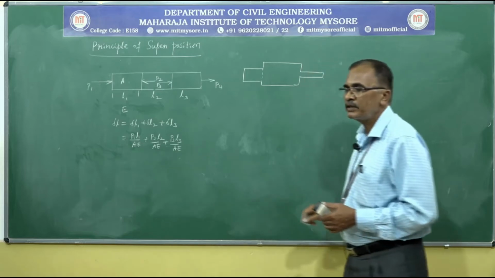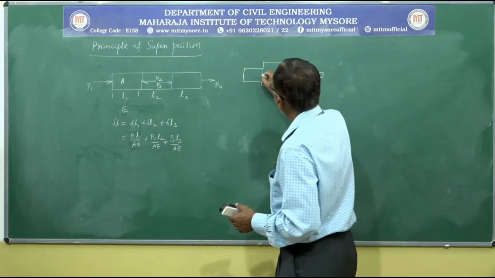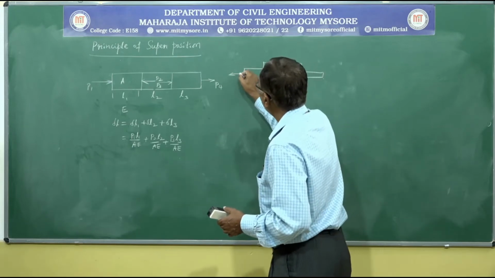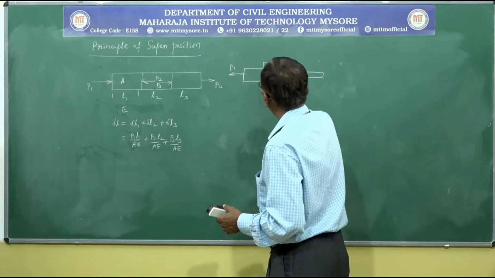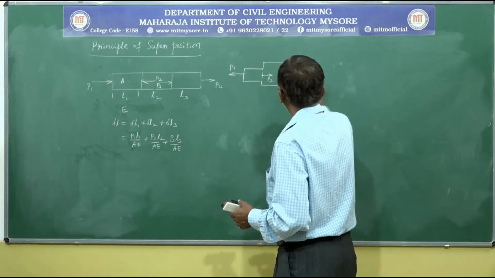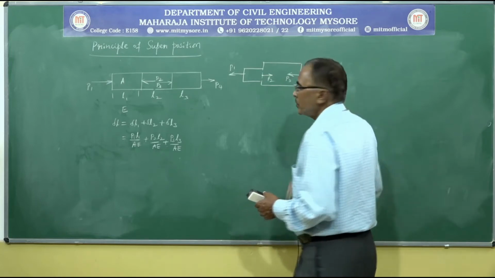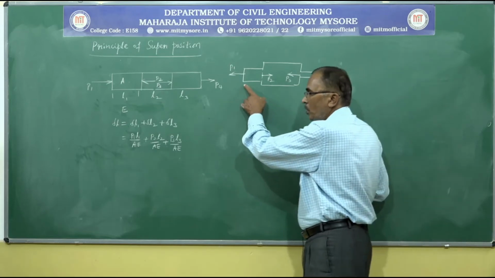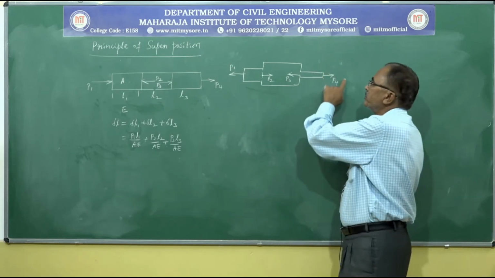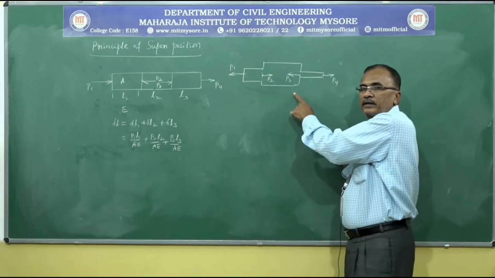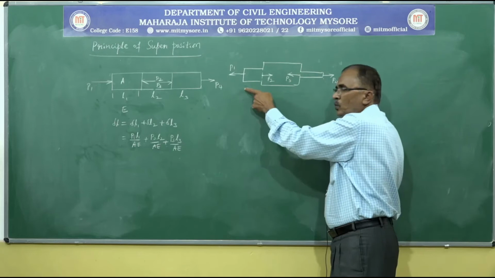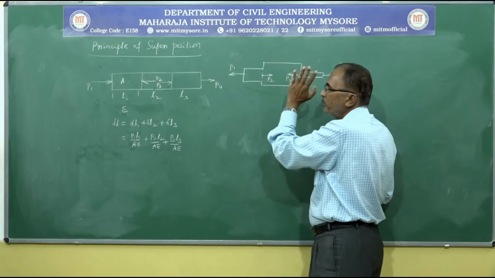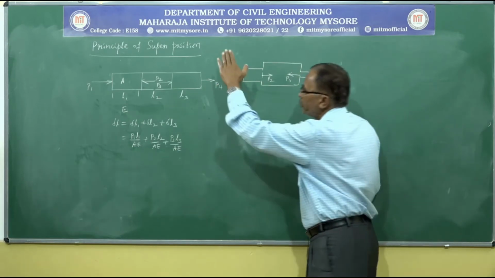If the bar of varying cross section is subjected to a number of forces like this, say P1, P2, P3, P4, here also we adopt the same principle. The total strain or resultant strain due to this load is equal to the algebraic sum of the strains caused by the individual forces on different portions. The same procedure we adopt here also.